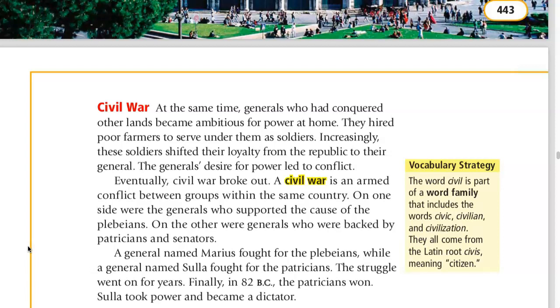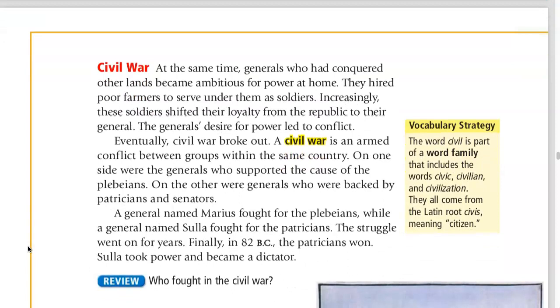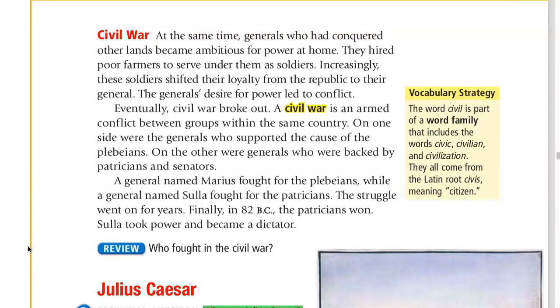On one side were the generals who supported the cause of the plebeians. On the other side were generals who were backed by patricians and senators. So each group had their favorite general. A general named Marius fought for the plebeians, while a general named Sulla for the patricians. The struggle went on for years. Finally, in 82 BC, the patricians won. Sulla took power and became a dictator. He was a nasty dictator. He did horrific things.